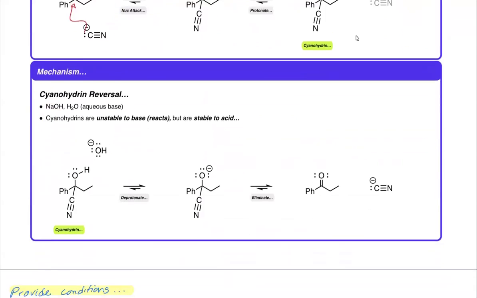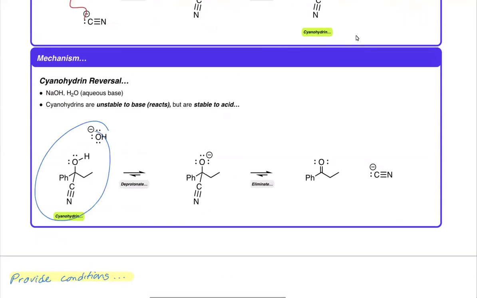Now, let's say that you already have a cyanohydrin and you want to reverse that equilibrium to reform the carbonyl and CN-. We would reverse cyanohydrin formation under aqueous base conditions. That is to say, that cyanohydrins are unstable to base. They will react under basic conditions, but they would be stable to acid. Okay.